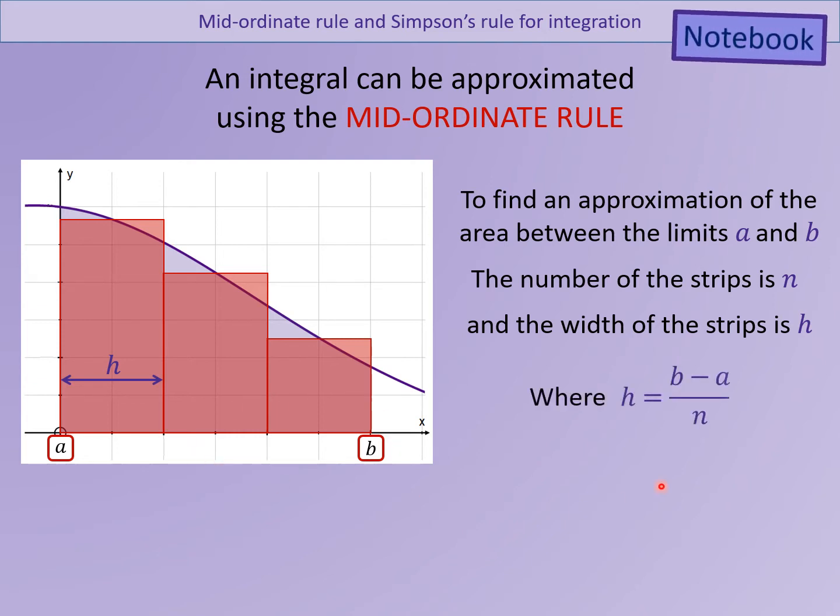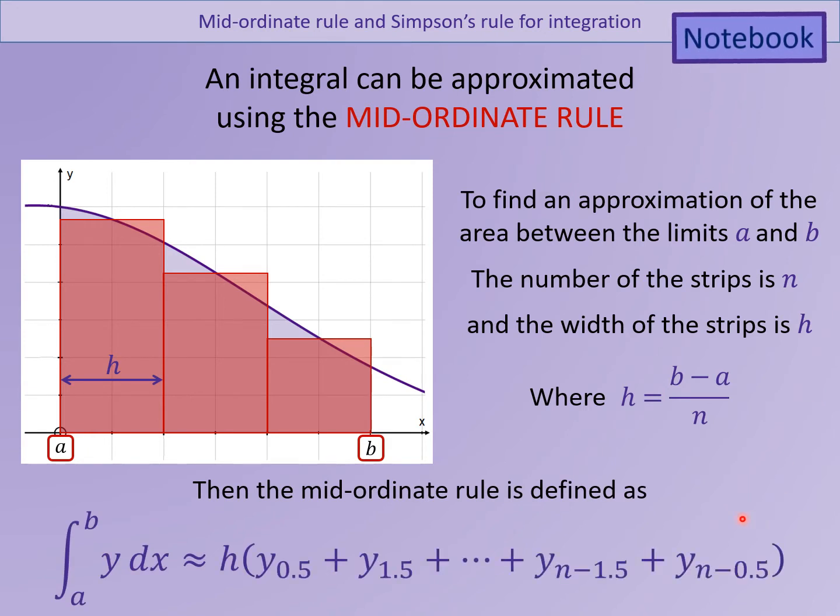Okay, you'd be right in saying that it's going to be the difference between these two, divided by however many strips you had. So the previous one, it was 3 take away 0 was 3, divided by 3, which gave us a width of 1 each time. That formula, as you've seen before, is exactly the same for the trapezium rule, and it's given to you in your formula book, so you don't need to learn it.